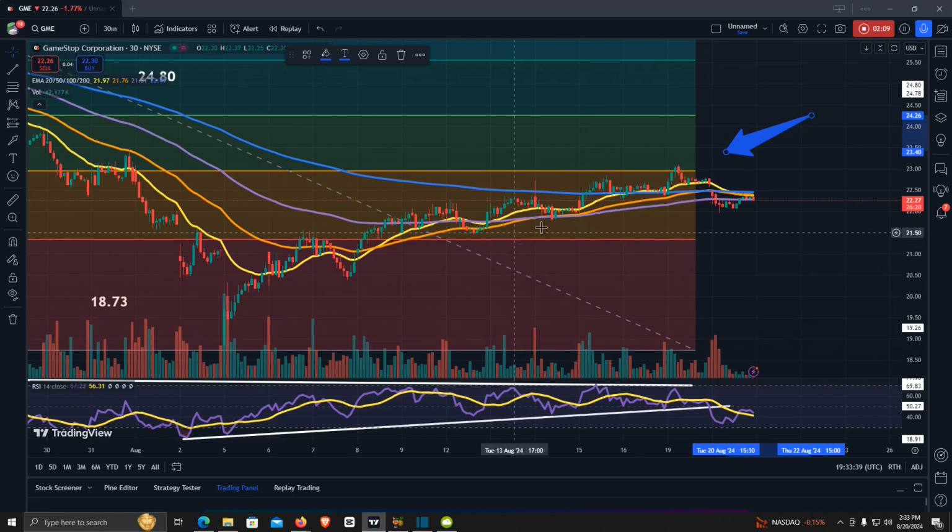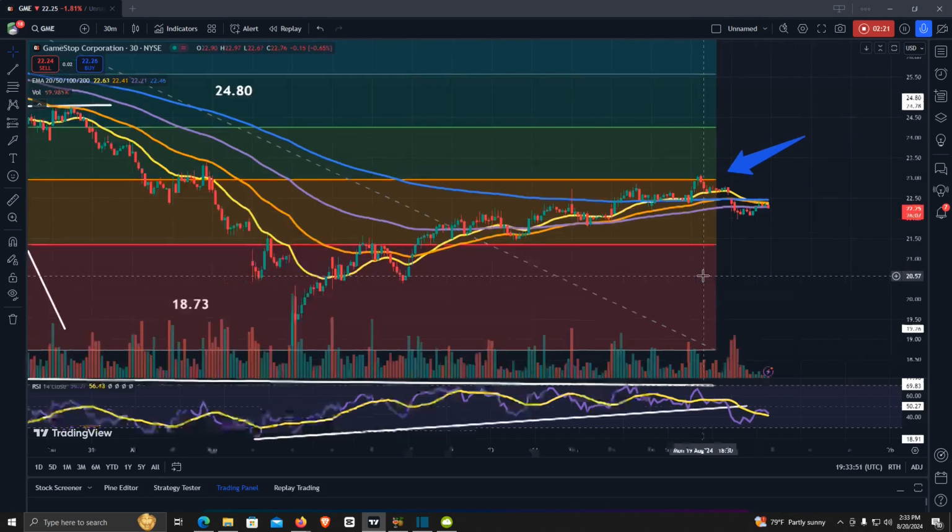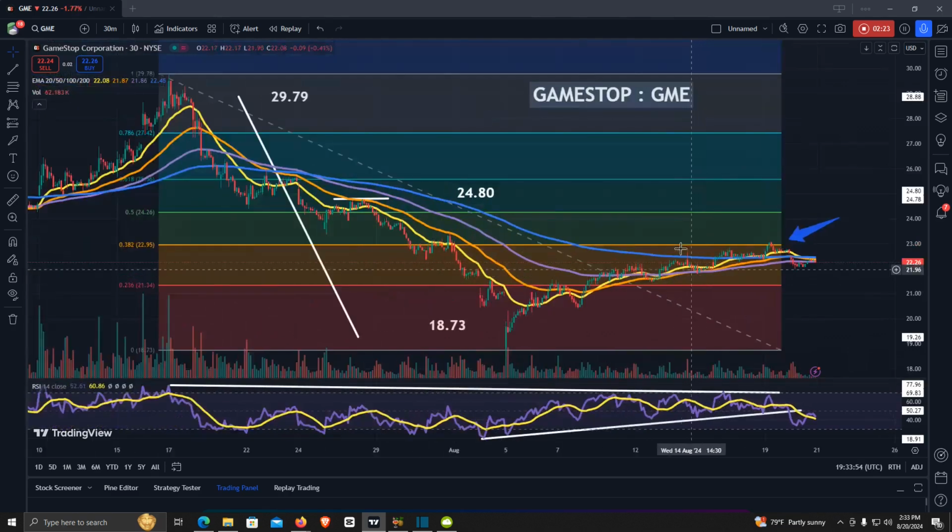What I was explaining in the last video is that the main risk here would be that we fail at this 38.2% Fibonacci retracement zone, start to roll over, move through the exponential moving average cluster, and then start to post lower lows. If this continues to happen, ultimately we're going to be looking at a retest of these prior 18.73 lows. To the downside, the next major level of support currently comes in at roughly 20.40. This would be the price low that was generated during the August 7 trading session.